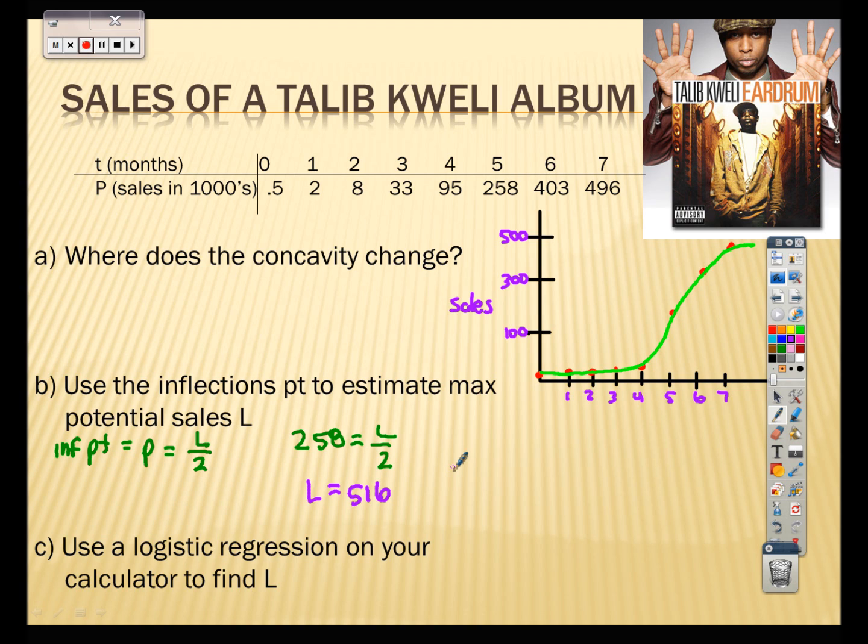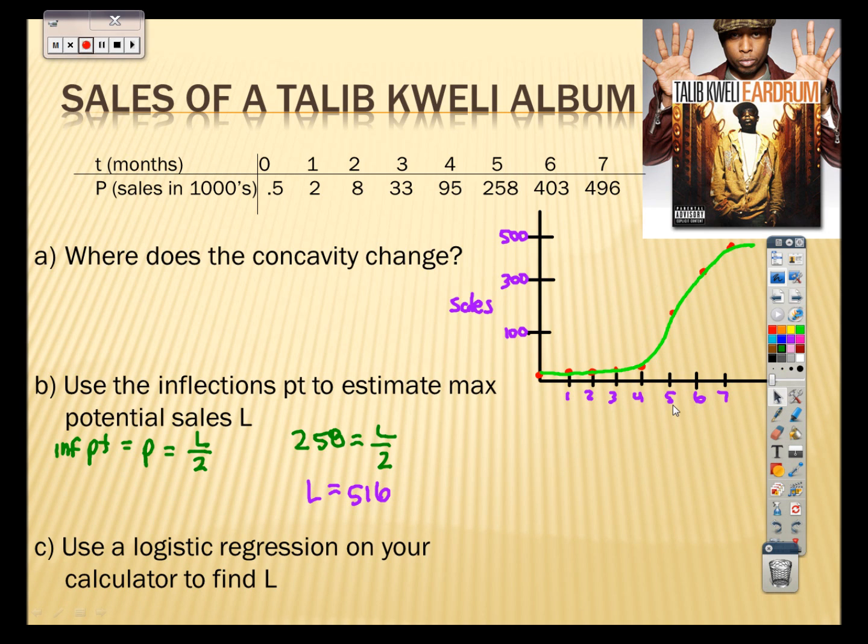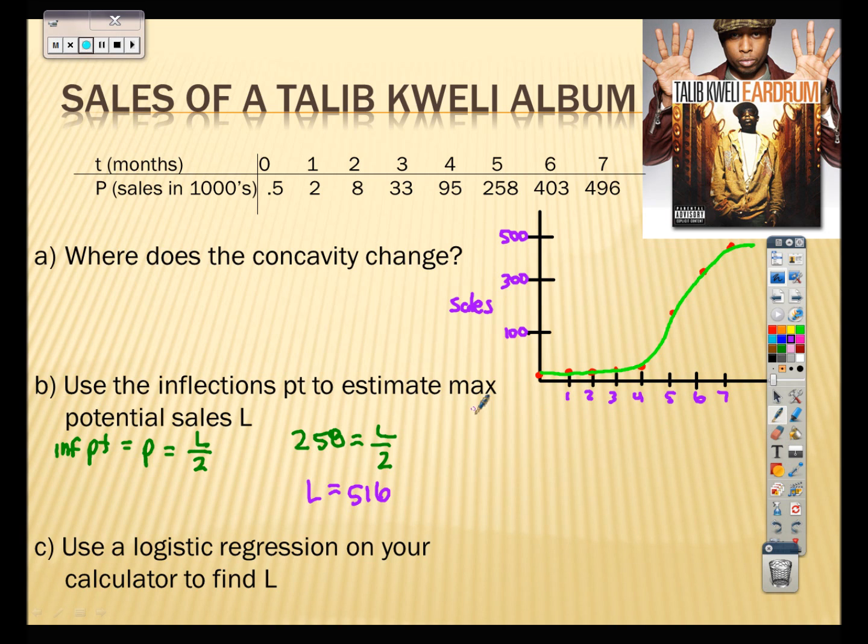So that's an estimation for the maximum potential sales, because once I got to t equals 5 of 258, I was halfway there. And now I see that these sales are probably going to top off approximately around 516, when in actuality, those sales were in thousands, so the sales are going to be at 516,000.